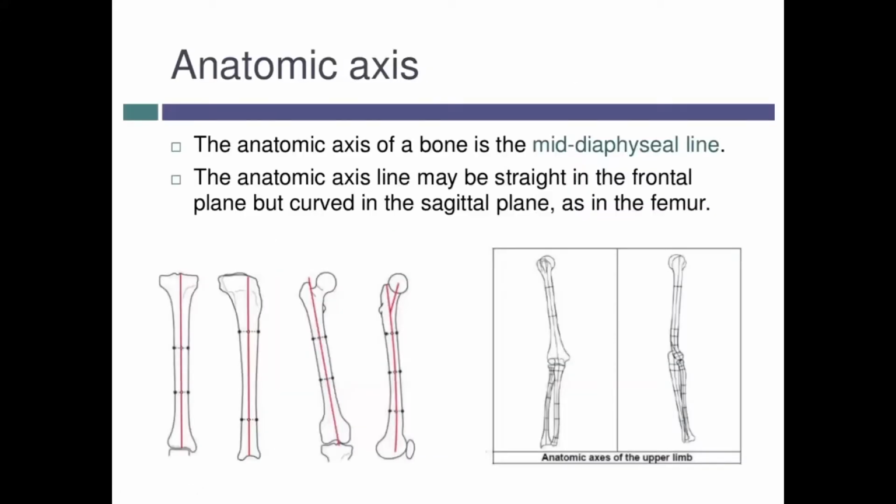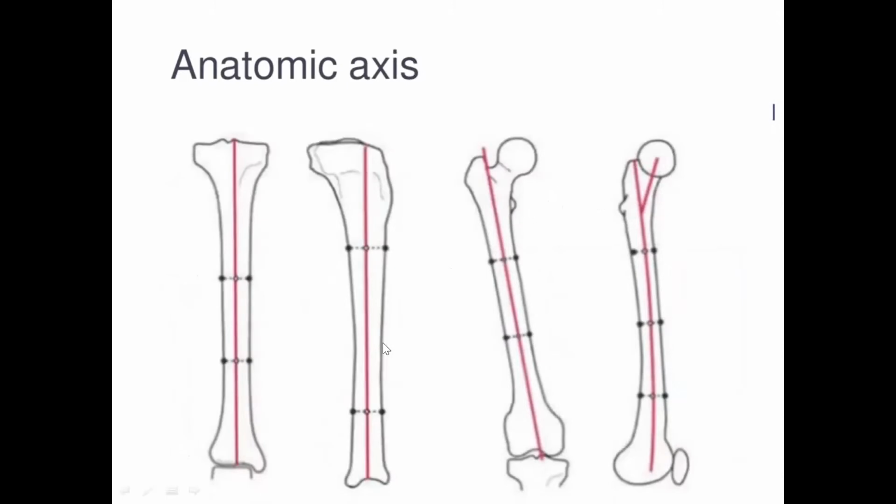The anatomical axis of a bone is usually mid-diaphyseal. We usually don't calculate it from the top. It's a mid-diaphyseal line. The anatomic axis may be straight in the frontal plane, but it can be curved in the sagittal plane, as you see in the femur in this case. So how we draw it: the anatomical axis is drawn at the midpoint of the cortex at two segments, usually around the middle third.